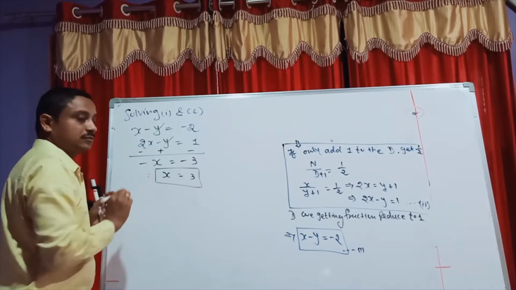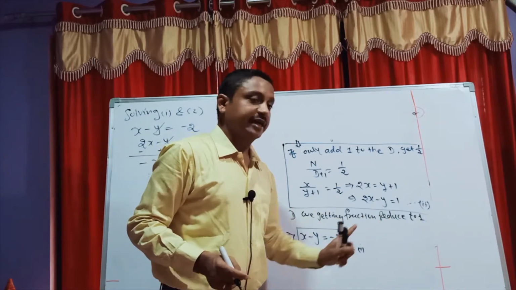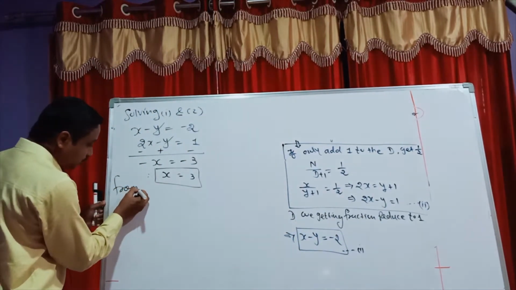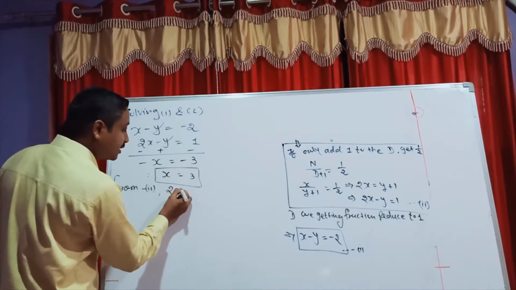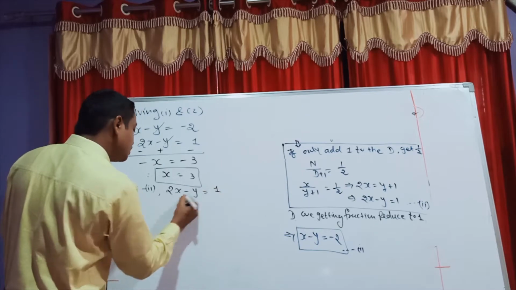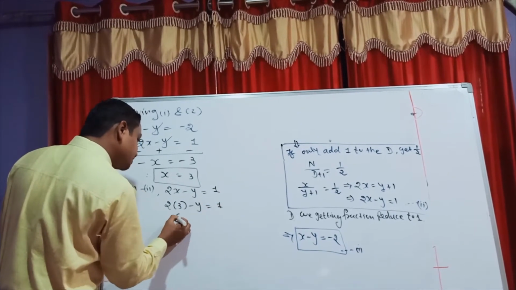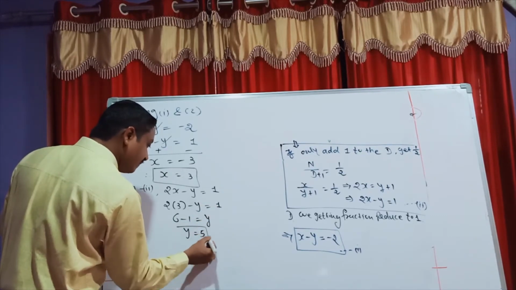Here done. Now apply this x in either the first or the second, as you like, I go to the second. From 2, my second equation is 2x minus y is equal to 1. Put down the x value, and easily you get 6 minus 1 is equal to y. So y becomes 5.